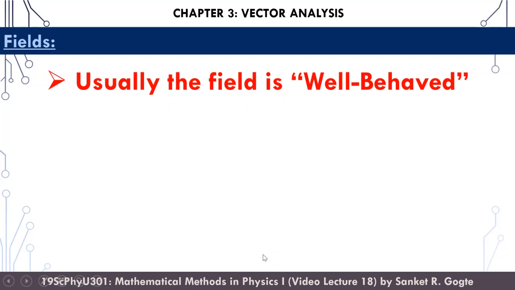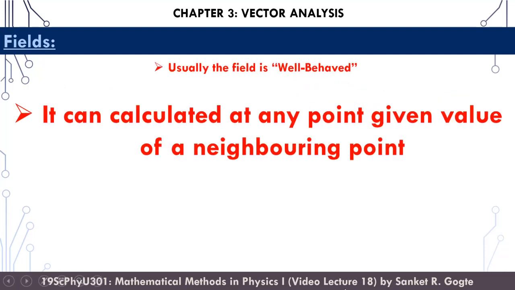For our discussion, which is generally true for all the applications in physics, there is this constraint on what kind of functions the fields can be. They are generally well-behaved functions. So if it is a scalar field, there is only one function associated with that, and that function is a well-behaved function. Similarly, if it is a vector field, there are three functions associated with that field, and those functions are also well-behaved functions. Now, well-behaved is an umbrella term. In our context, well-behaved means that we should be able to calculate value of the function at any point given the value of the function at neighboring points.